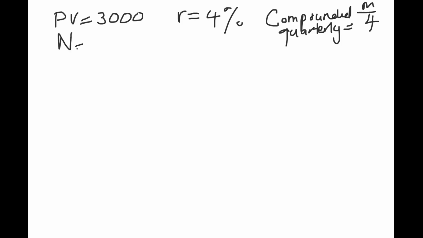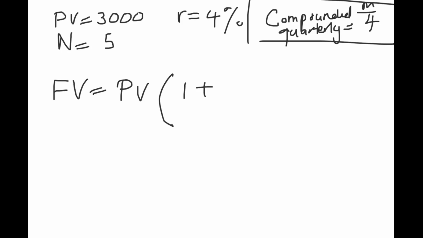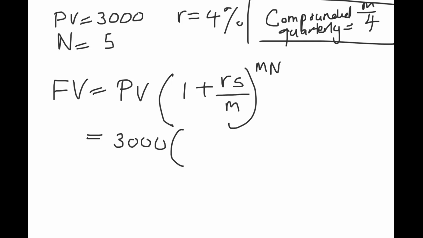The number of years is 5. Then what you have to do is, here you can clearly see that it is compounded quarterly, so you cannot use that previous formula. The formula that you can use is this. Right. R is 4%, 0.04, divided by M, that is the number of compounding periods per year, that is 4, into MN.